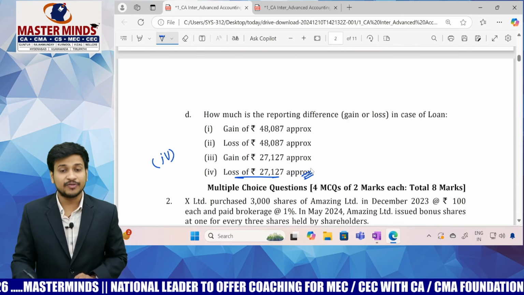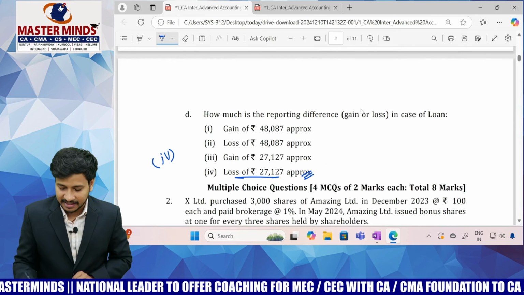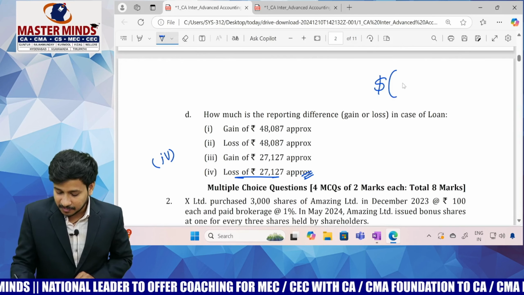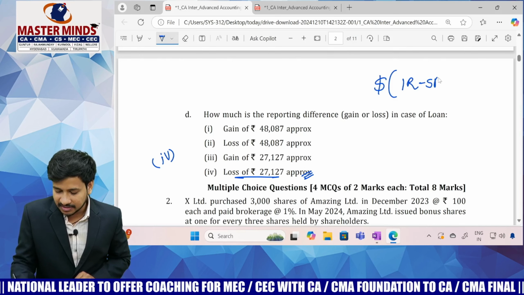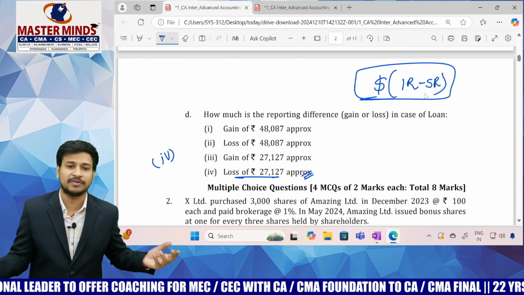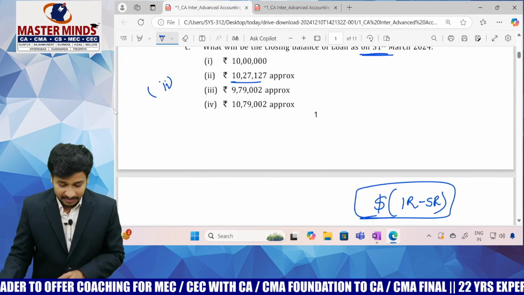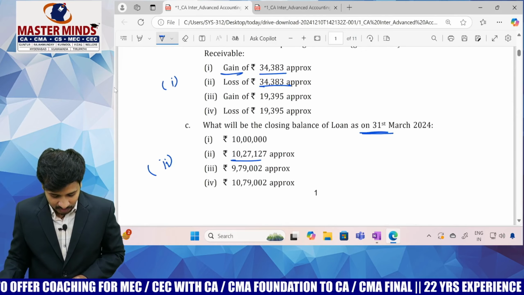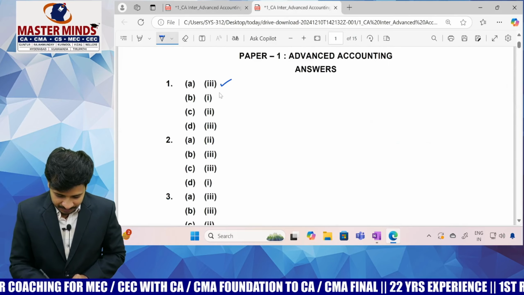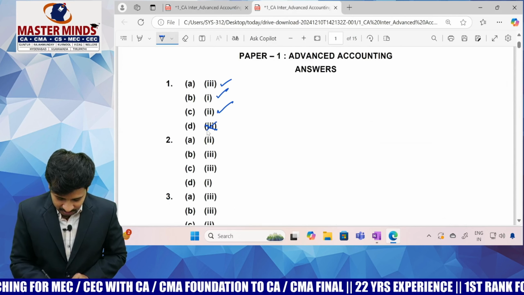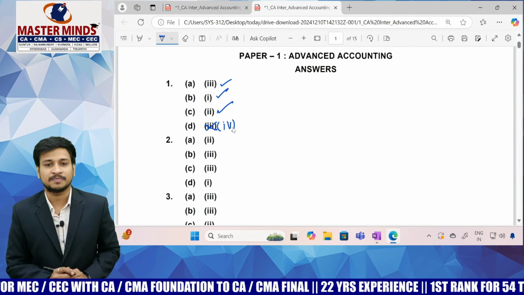27,127. If you want, you can also compute like that by taking dollars into initial recognition minus subsequent recognition, and you can find whether it is profit or loss. Anyways, the answers are 3, 1, 2, 4. 3, 1, 2, this is wrong, and this is obviously 4.